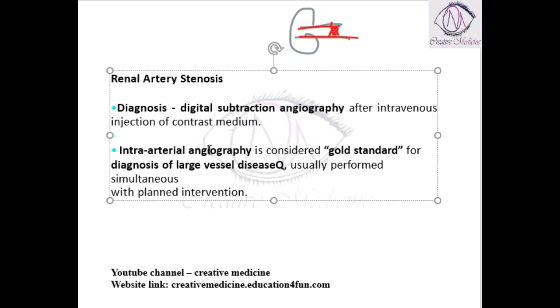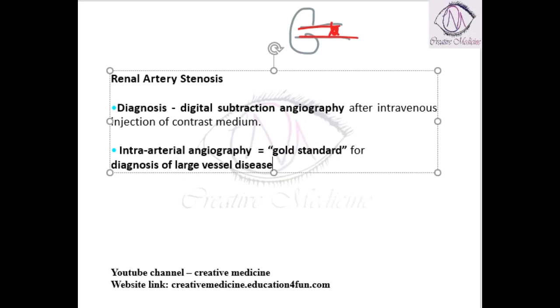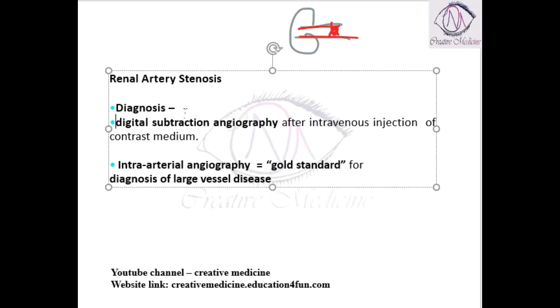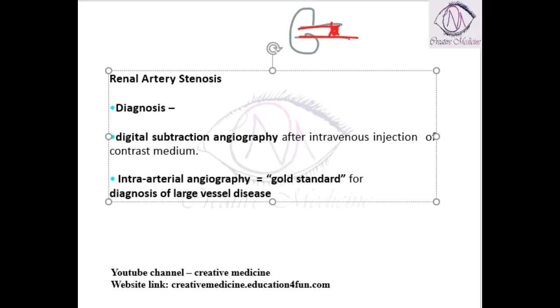But intra-arterial angiography is the gold standard technique for the diagnosis of renal artery stenosis. So the gold standard is intra-arterial angiography, but digital subtraction angiography will also help us to diagnose the renal artery stenosis.